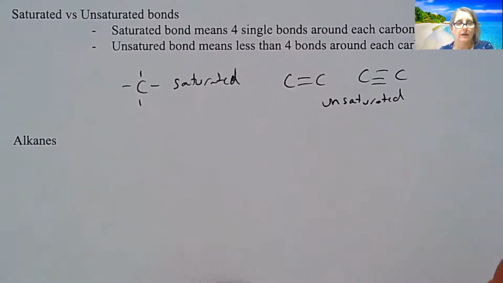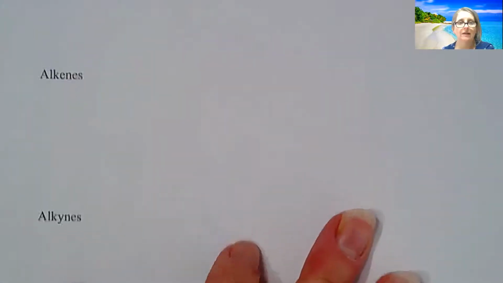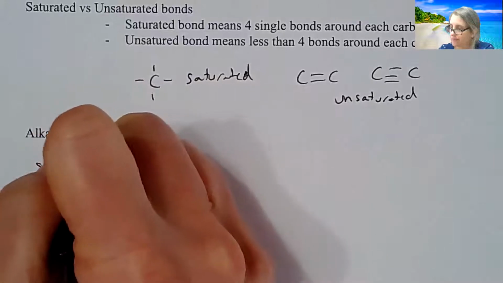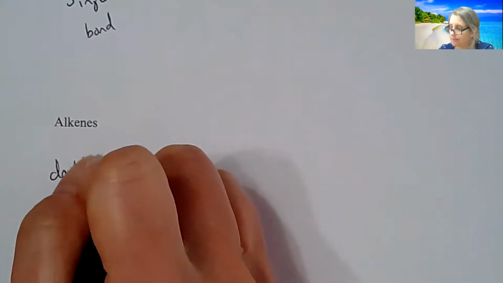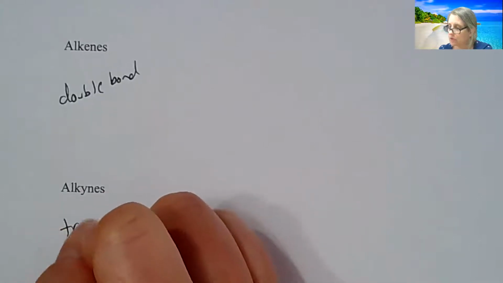So we have 3 basic hydrocarbons: alkanes, alkenes, and alkynes. So alkanes are what we call the single bonded molecules of carbon and hydrogen. Alkenes has at least 1 double bond. And alkynes has at least 1 triple bond.